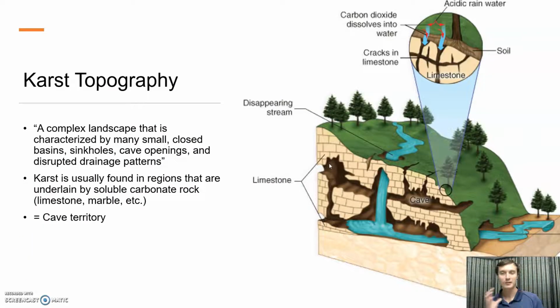So formally speaking, what is this karst topography? You can have a complex landscape characterized by many small, closed basins, bowls, sinkholes, cave openings, and disrupted drainage patterns. Why disrupted drainage patterns? Because the water is literally eating through the rock, so it's going to be much more complicated than water that just flows down a river. Usually, these are going to be found in regions that are underlain by carbonates, things like limestones, marbles, and things that are similar to these.